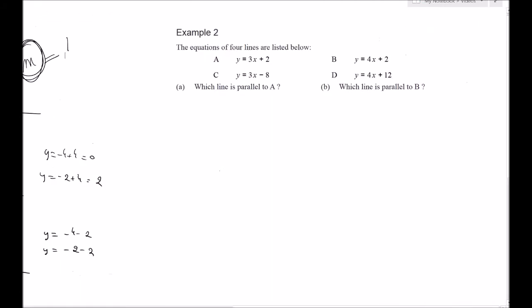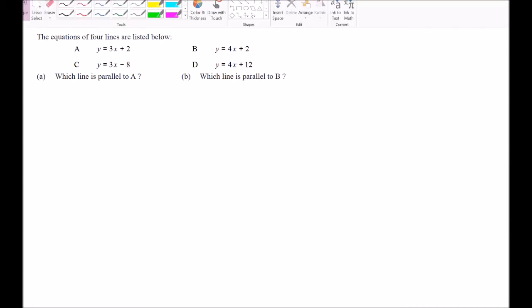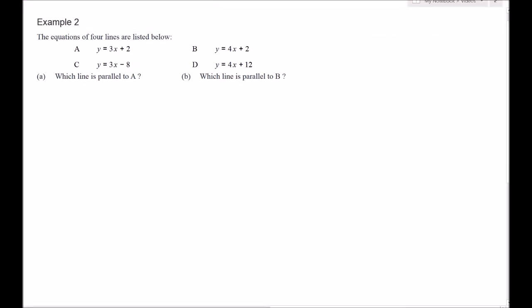All right, let's have an example exercise of that. The equations of 4 lines, you can list them below, so you get 4 of them. Which line is parallel to A? Let's have a look. A here has an m, or a gradient of 3, so that means that you're looking for other equations with the same gradient. Which line is parallel to C? Or to A? Sorry. Obviously C. B and D cannot be parallel because 4 is not the same as 3. So that's an easy answer here.